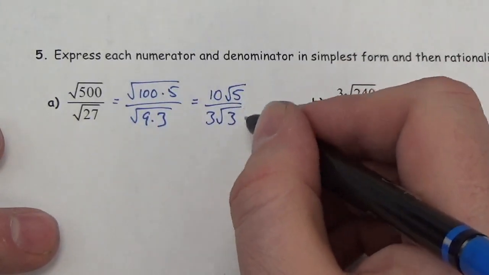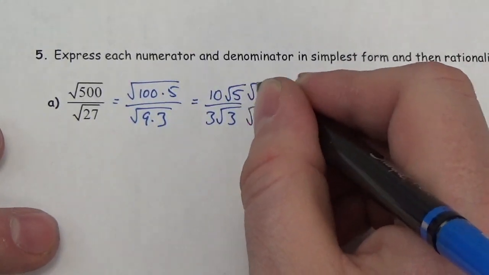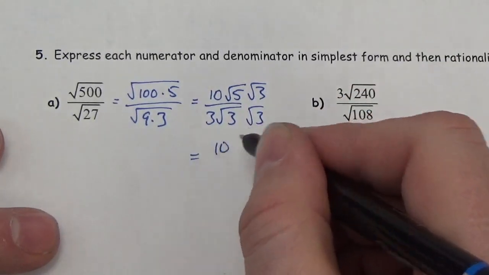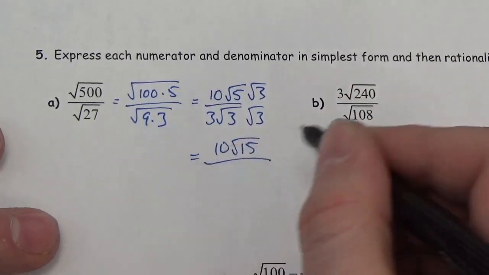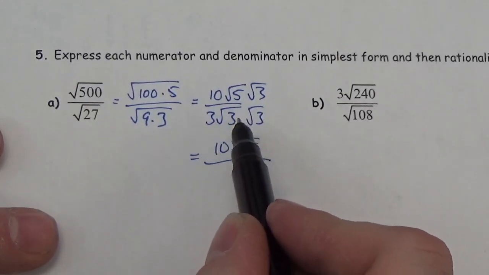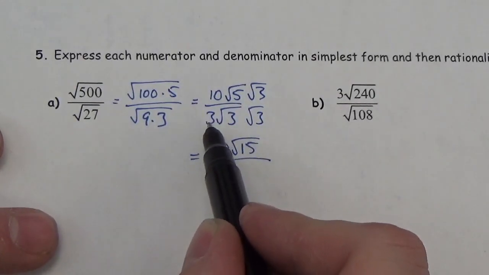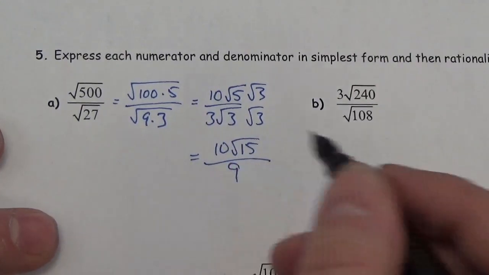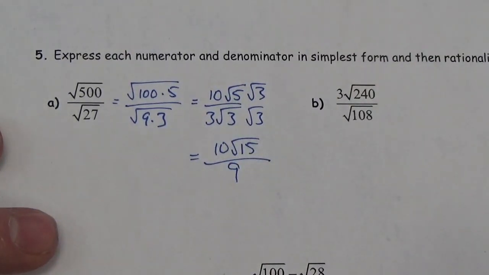And now, to rationalize the denominator, I'm going to multiply numerator and denominator here by root 3. So this is going to give me 10 root 15 over, now, the 2 root 3's multiplied together will give me another 3. Multiplied by that 3 gives me 9. So 10 root 15 over 9.